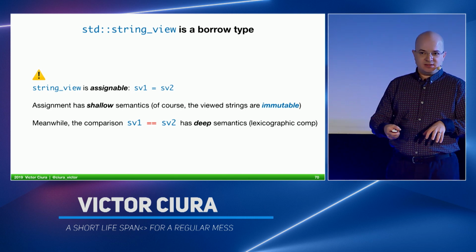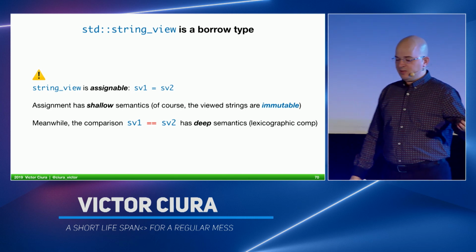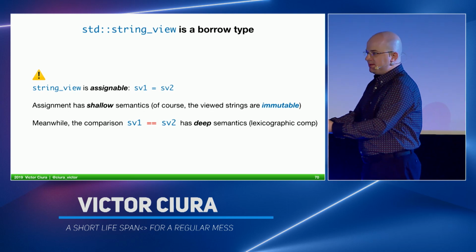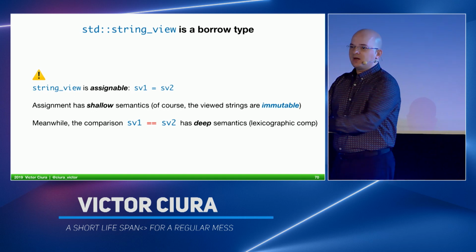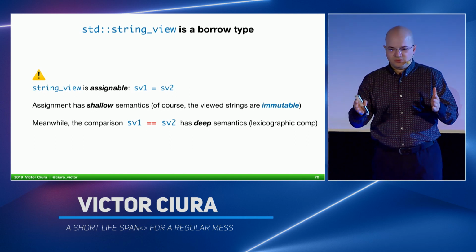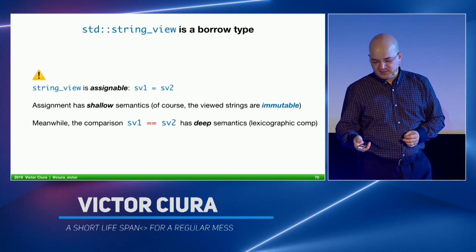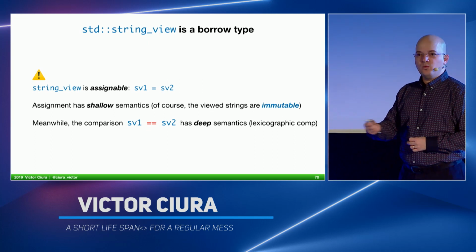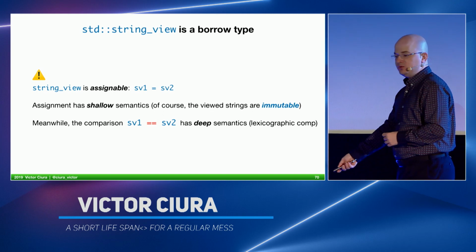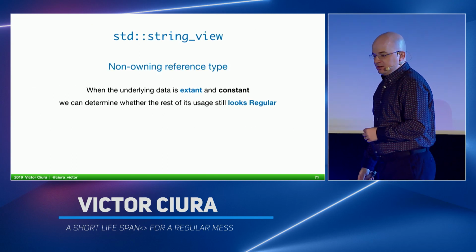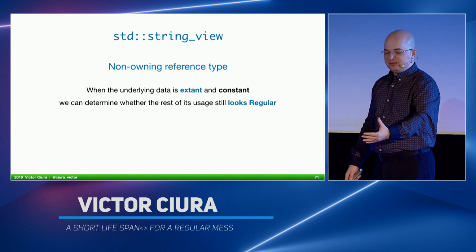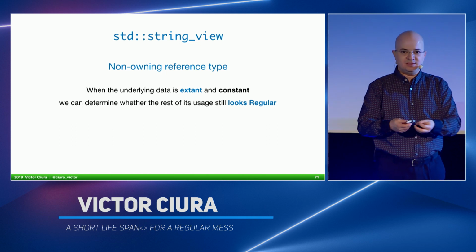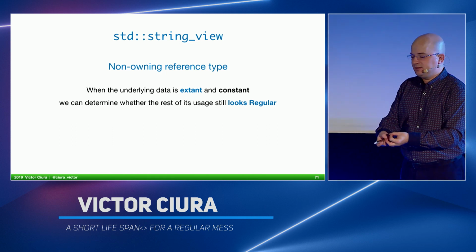Meanwhile, comparison, because we talked about equality earlier, has deep semantics, because when we're comparing two strings, we want the lexicographic comparison of the underlying buffer that we're seeing through this string view. So again, we have to be careful here. But things work because the underlying thing is immutable. So when the underlying data or buffer is extant, alive, and constant, we can determine whether the usage we're seeing looks regular.